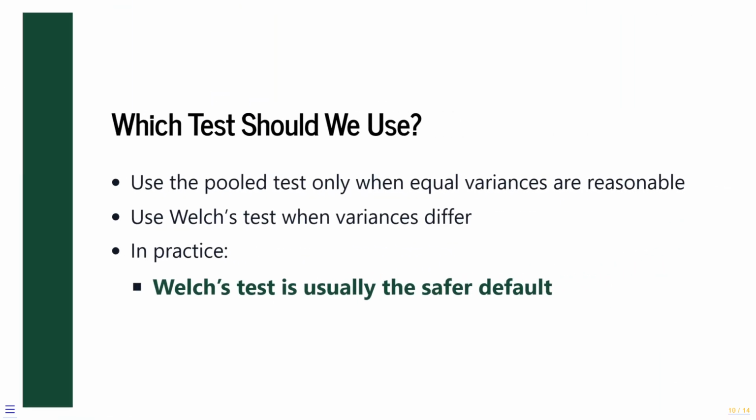In practice, the pooled test is appropriate only when equal variances are reasonable, or otherwise Welch's test is preferred, and it is often the safer default.